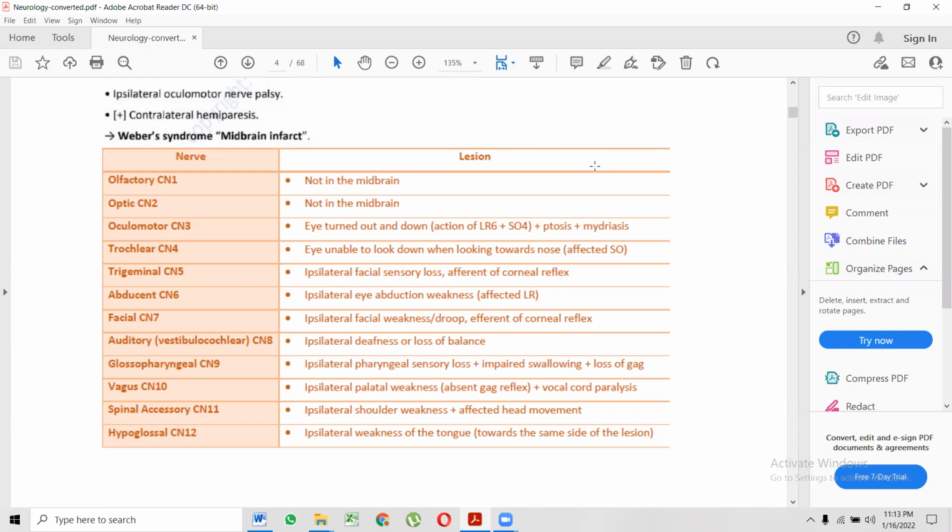So the first two nerves that originate from the midbrain are the oculomotor nerve and trochlear nerve. Now, if someone presents to you with hemiparesis or hemiplegia with signs and symptoms of trochlear nerve or oculomotor nerve involvement, then you can say that the infarct or the lesion is at the level of the midbrain.